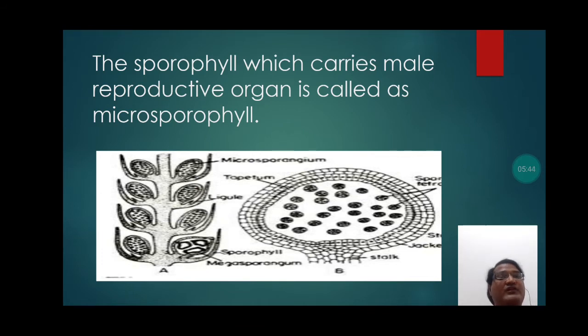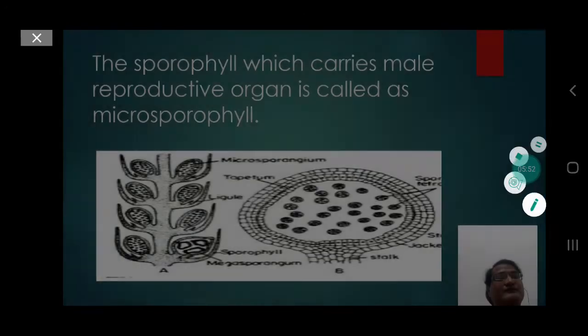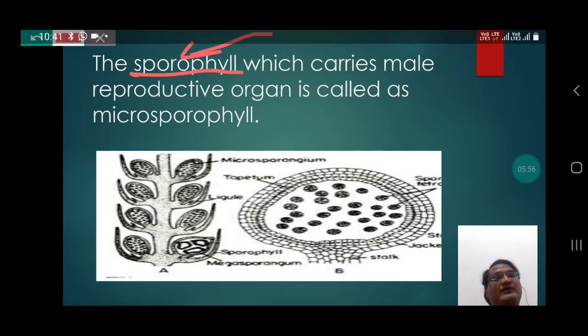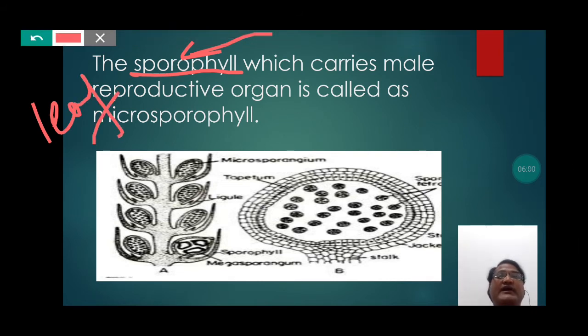The sporophyll which carries the male reproductive organ is called microsporophyll. So students, sporophyll, as we know, is a leaf, and the leaf which carries the male reproductive organ is called microsporophyll.